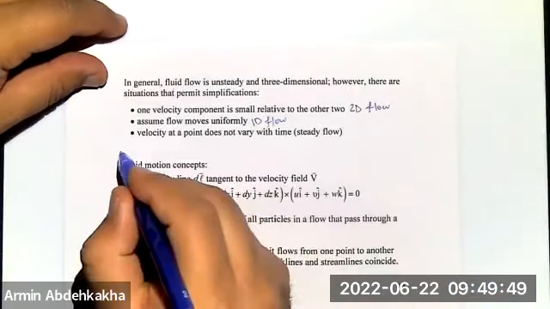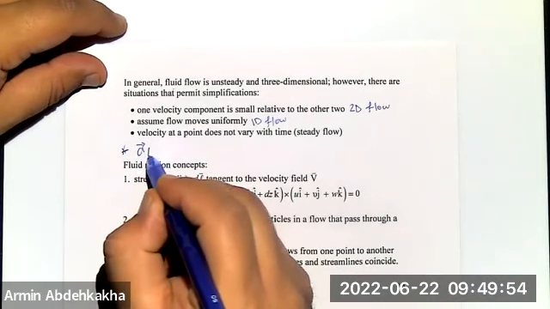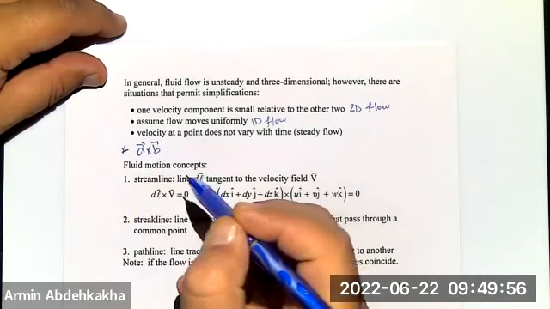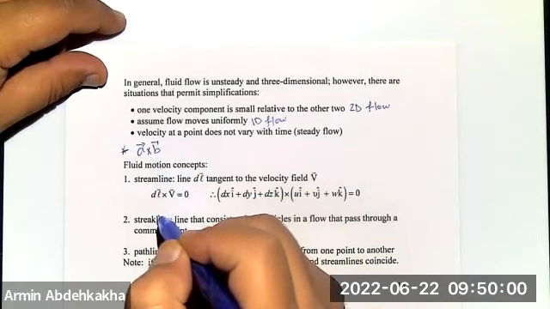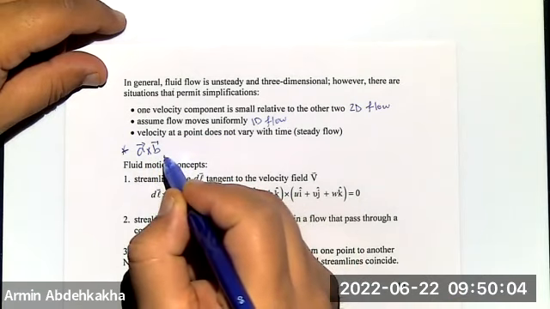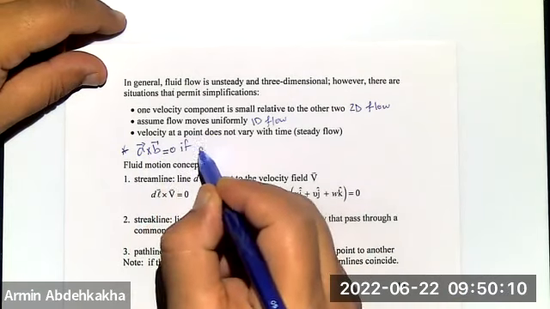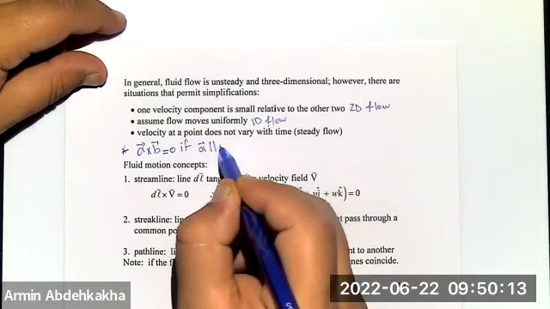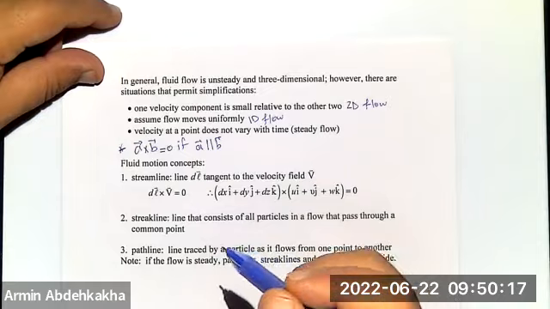Okay, a reminder from mathematics: when you have vector A and vector B, and you want to find the cross product between these two, okay? By crossing these two vectors, it's going to be 0 if and only if vector A is parallel with vector B. When these two are parallel, okay?